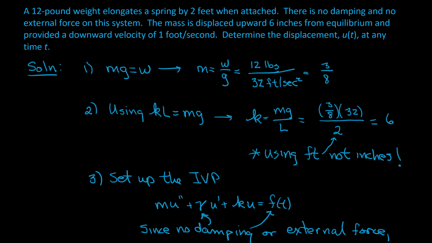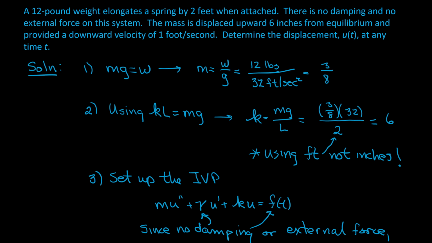First thing we need to do is convert this weight to a mass. Well, recall that mass is equal to weight divided by gravity. So our mass, I'm not going to drag along all the units here, is going to be 12 over 32. Well, there's a 4 common to both of them, 3/8. There is our mass. Don't want to lose that.